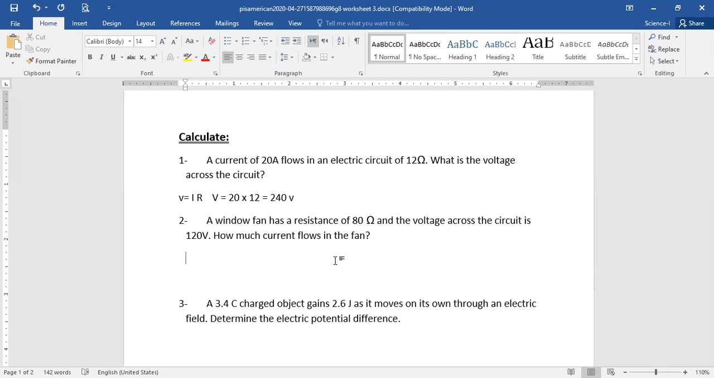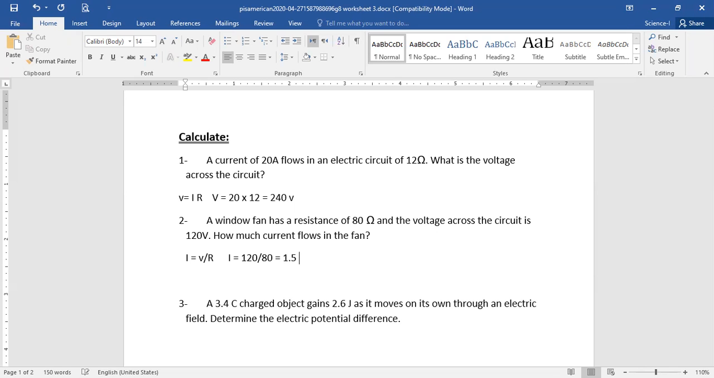Okay, yes, Hannah? We make I equal V over R. Good, so voltage over resistance. So in that case, I will equal 120. How much is the voltage? 120 divided by 80, so good, equals how much? I can't hear you. 1.5. Yes, good, 1.5.